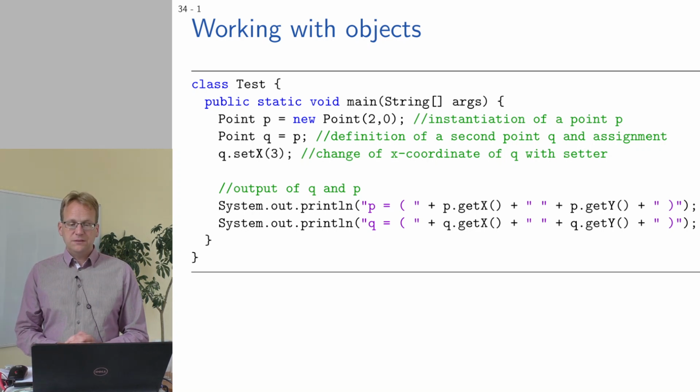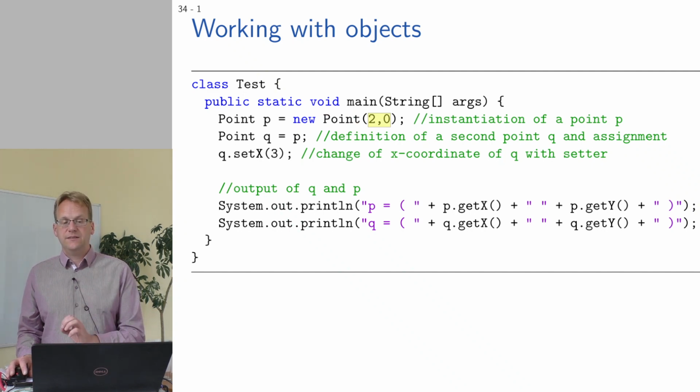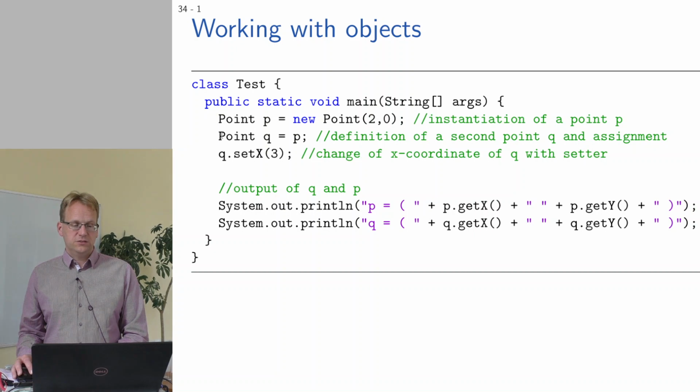Well, as an example, working with objects now instead of working with arrays. It's a very similar example, I should say. What we are doing here is we are creating a new object of type Point. We use the constructor of the class Point for this, and we instantiate the point with coordinates 2 and 0. And now we introduce a second point, q. We declare q, and we say q is equal to p.